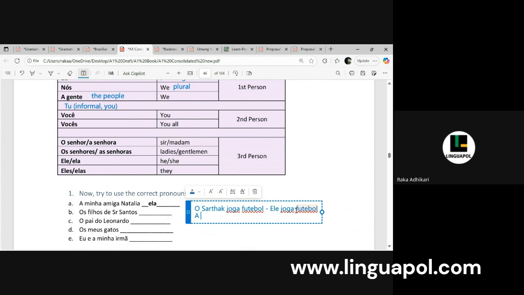Okay, if I say "Bushra e Ashish aprendem português", Bushra and Ashish learn Portuguese. We have seen this verb aprender. I have conjugated it according to Bushra and Ashish. So which pronoun will I use if I want to replace both the nouns, both the names? Then I'll use Eles. Can I use Elas in this? No. According to the rule, we can only use Eles. Even if we have a mixed population, even if we have a female in it, we'll still use Eles. Eles aprendem português.